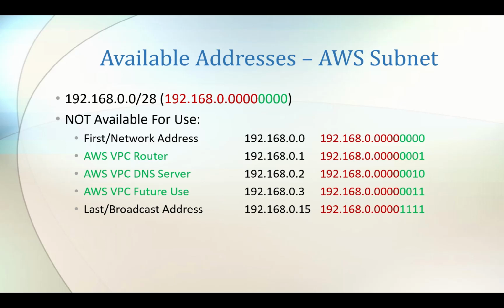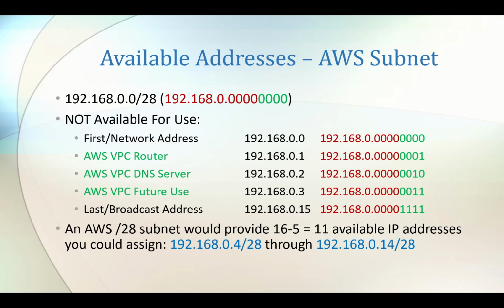Represented on the far right is how the last 8 bits would look in binary for these 5 addresses. So an AWS /28 would provide 16 minus 5, or 11 available IP addresses you could assign: 192.168.0.4/28 through 192.168.0.14/28. I hope you find this helpful when calculating subnet sizing in AWS.